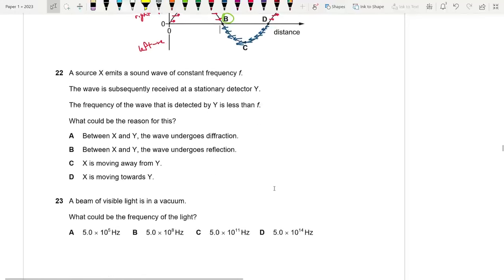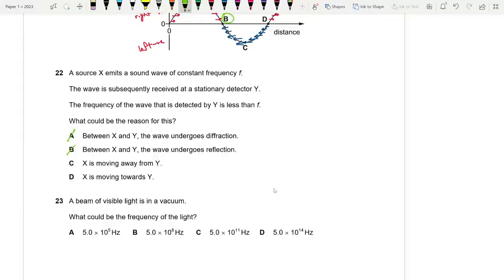22. A source X emits a sound wave of constant frequency F. The wave is subsequently received at a stationary detector Y. The frequency of the wave that is detected by Y is less than F. What could be the reason for this? So remember, diffraction does not change frequency. It is not a phenomenon that changes frequency. Diffraction simply changes the amplitude. Amplitude would decrease. So what changes frequency? What is the phenomenon? The Doppler effect.